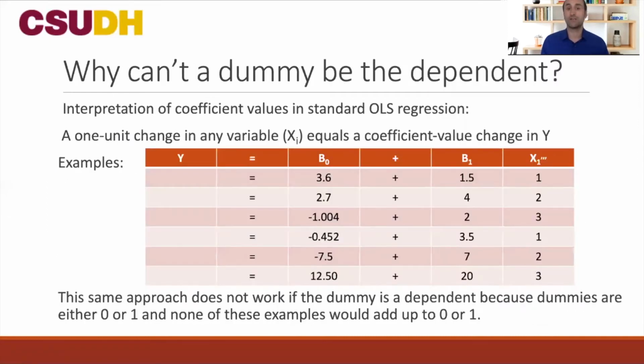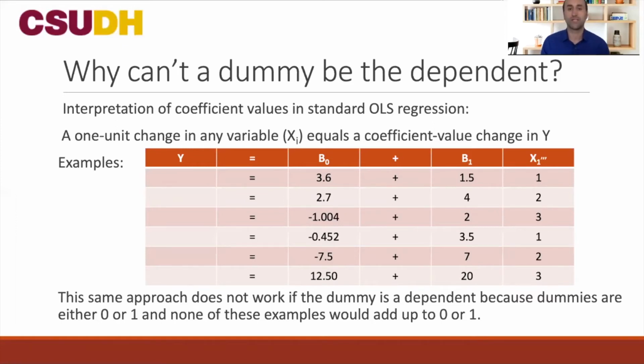So why can't you use a dummy as the dependent variable in a standard OLS regression? Well, that comes down to the interpretation of coefficients in a standard regression. So when we're thinking about a 1 unit change in any variable equaling a coefficient value change in the y variable, then that approach does not work if the dummy is dependent, because the dummies are either 0 or 1. And so none of these examples shown here would add up to 1.